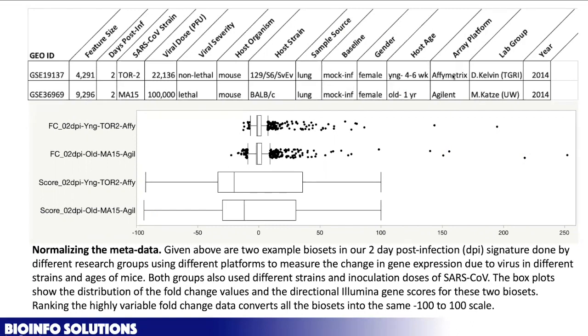So the TOR2 is measured with Affymetrix, and the older ones with the more severe type, the gene expression was measured with Agilent. Again, two different lab groups, but they did do it in the same year.